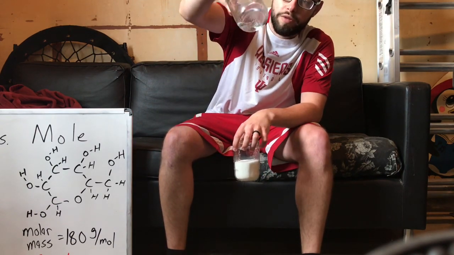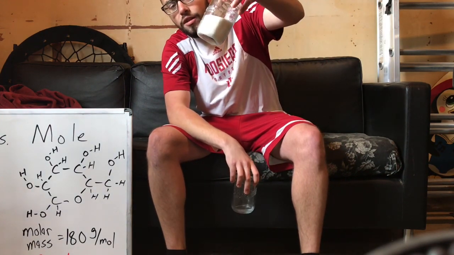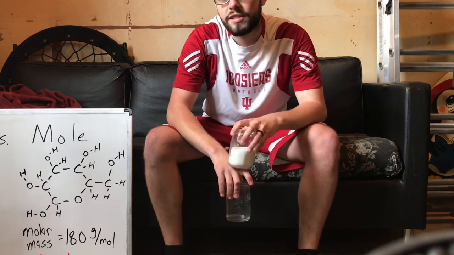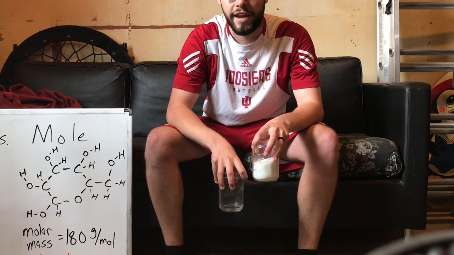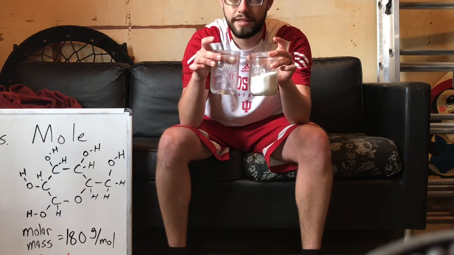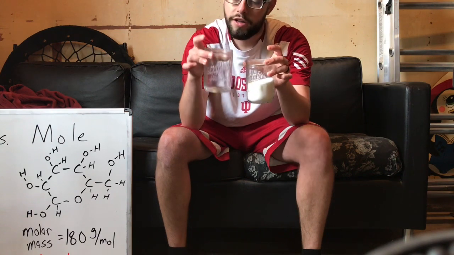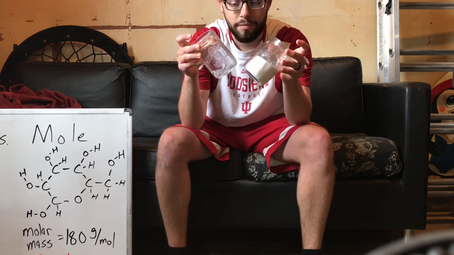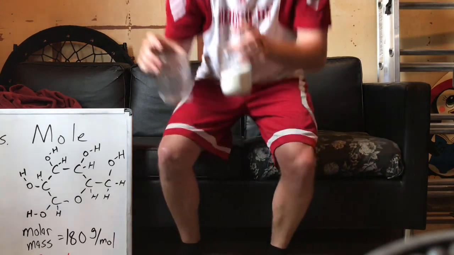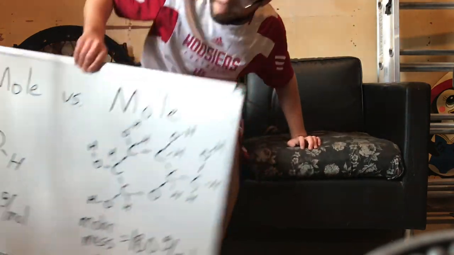6.022 times 10 to the 23rd molecules of water, 6.022 times 10 to the 23rd molecules of sugar. So if I'm telling you that it's the same number of molecules, and it is, roughly the same number of molecules in these two glasses, why does it look like there's so much more sugar compared to the water? It's the same number of molecules in both. So why does the sugar look like it's so much more? It has to do with the actual size of the molecules.